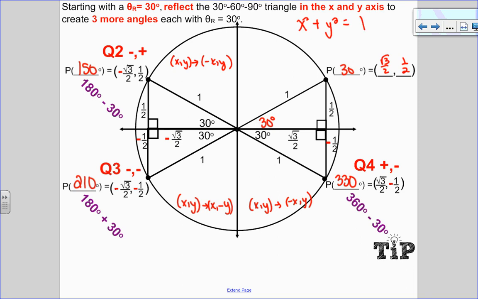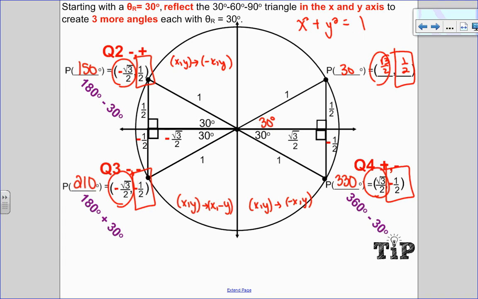And again, specific to the unit circle, all of my x coordinates are the cosine of the angle. So we now know what cos of 30, cos of 150, cos of 210, and cos of 330 are in exact values. The y coordinates are sine. So I now know sine of 30, sine of 150, sine of 210, and sine of 330 degrees. I can also figure out what tangent is, just by doing the ratio.